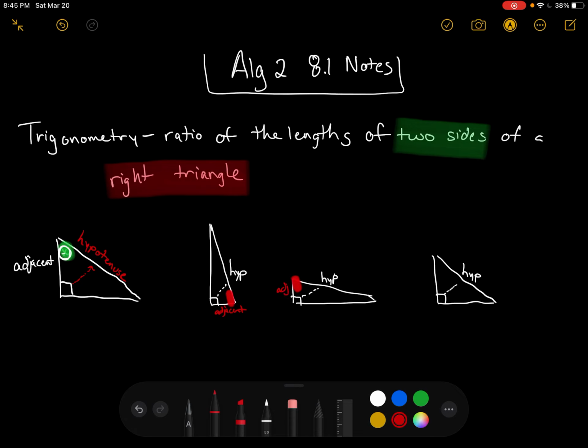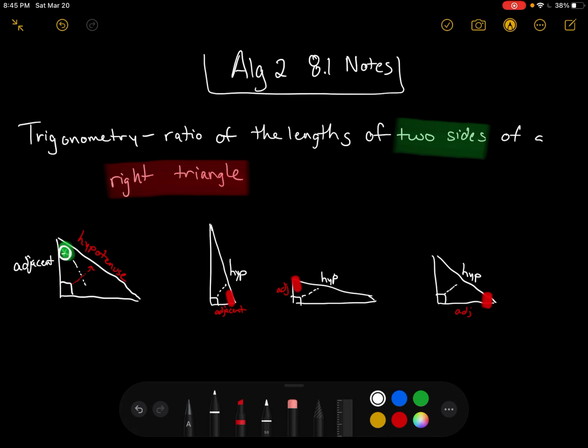Let's do another one. Let's say we do it here this time. Again, the adjacent side is part of that angle. Next, if we go down here, again, the adjacent side is part of the angle. If it is not directly touching the angle, it is not adjacent.